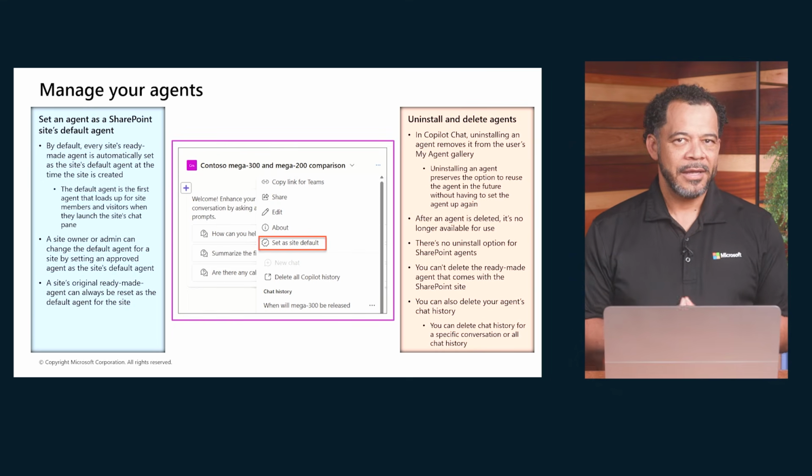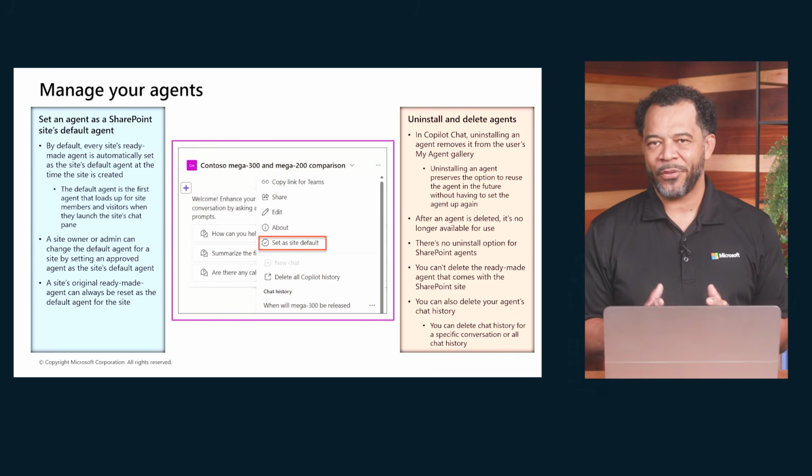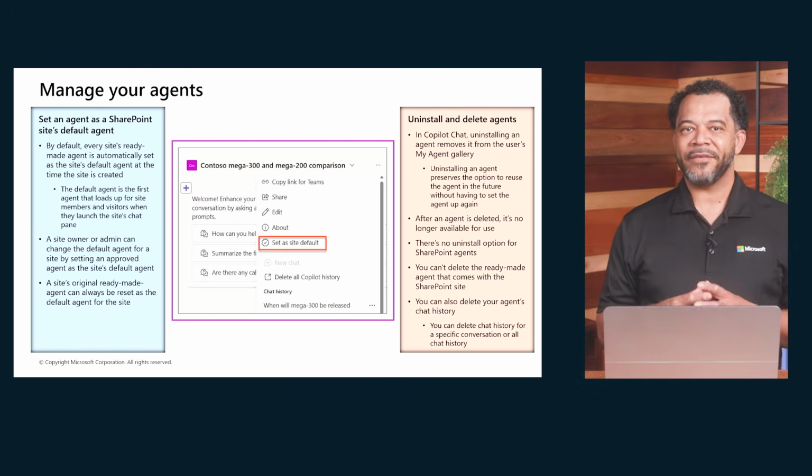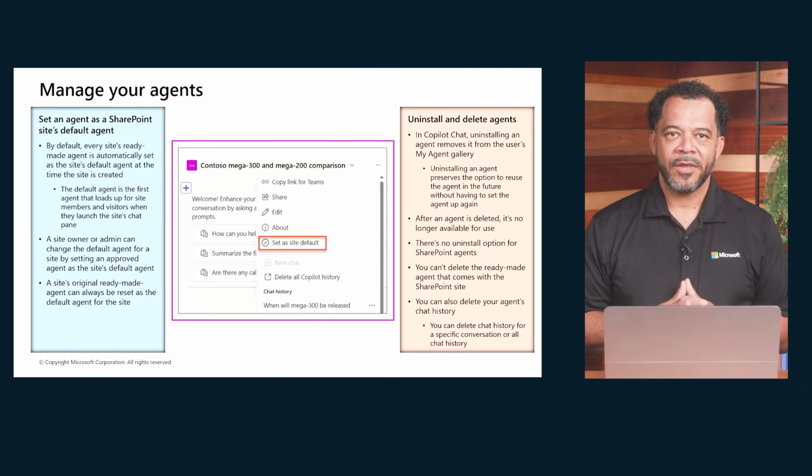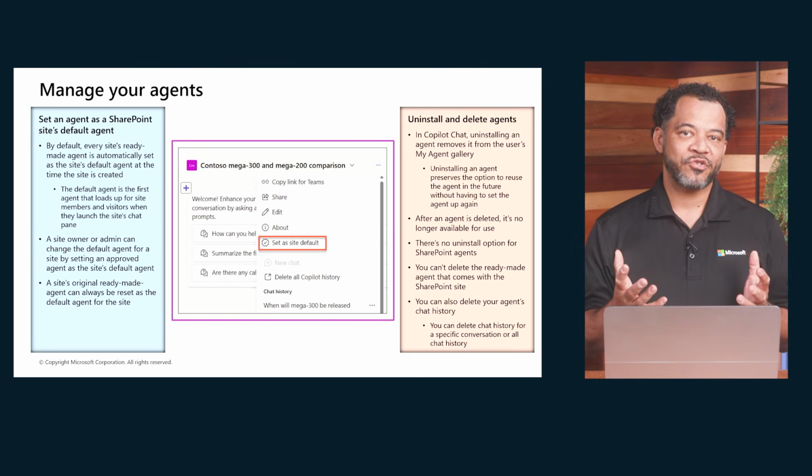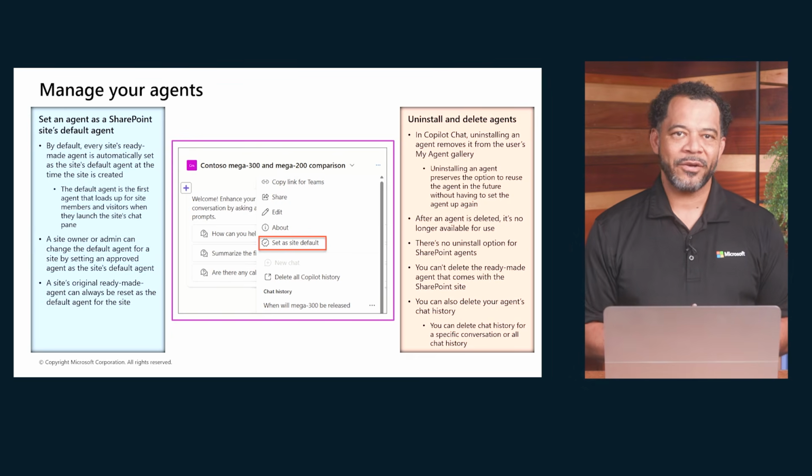In SharePoint, things work a little bit differently. There's no uninstall option, and you can't delete the ready-made agent that comes with your site. It's baked into the experience. However, you can delete your own custom agents and even clear out your chat history if needed. Whether it's a single conversation or all chats, you have control over what stays and what goes.